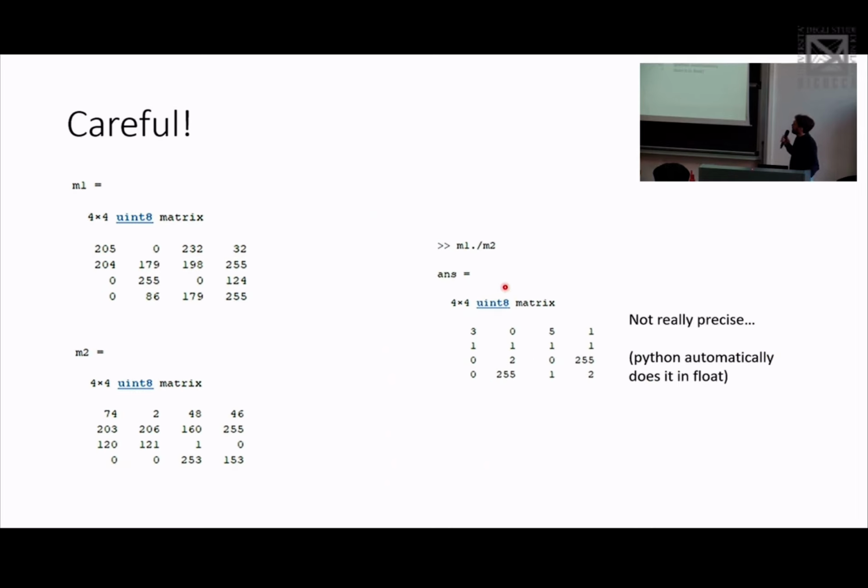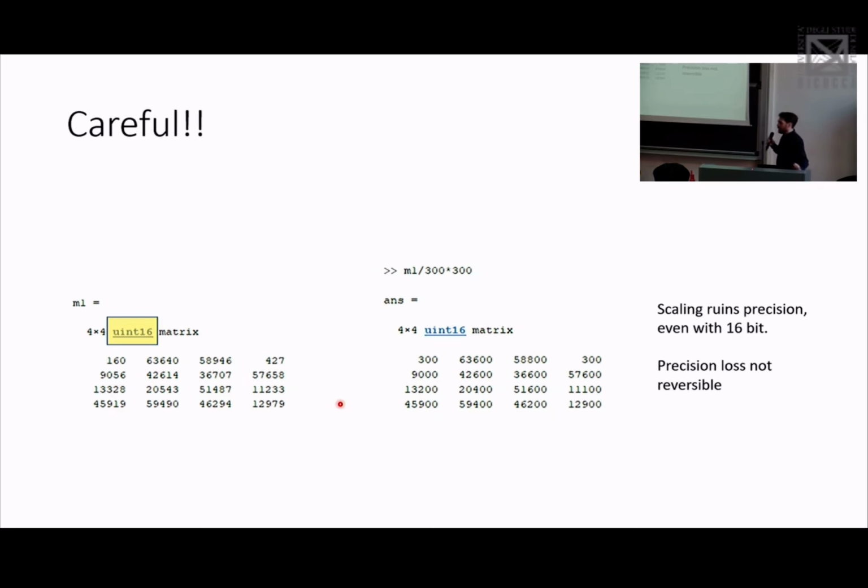And again, the division is even worse, because if you divide this number by this number, you get 3. And you lose all precision. And by the way, these are the results in MATLAB, because if you do it in Python, it automatically does the division in float.